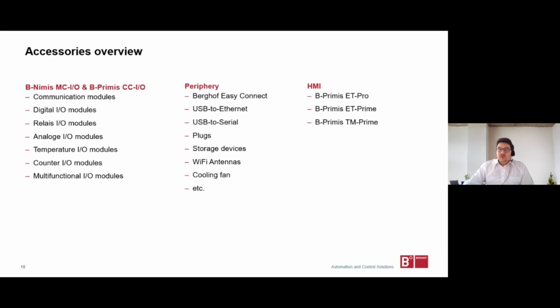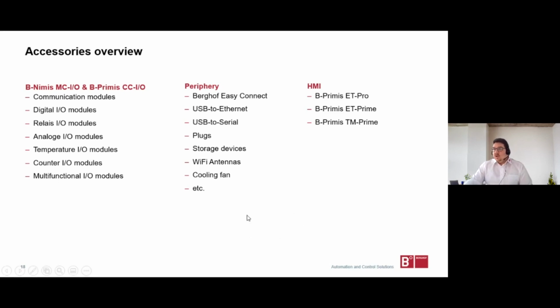And then just a quick overview on our accessories. Of course, you can use our full I/O lineup on these devices, our bPremis MCIO and bPremis CCIO, which has different communication modules like extenders, gateways, and bus couplers, digital I/O modules, relay-based I/O modules, analog I/O modules, temperature modules, counter I/O modules, and even multifunctional I/O modules that can be configured either as counter, or you can configure if it's an analog input, output, and which type, so highly flexible.